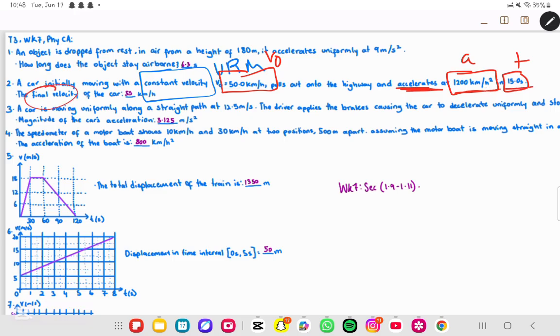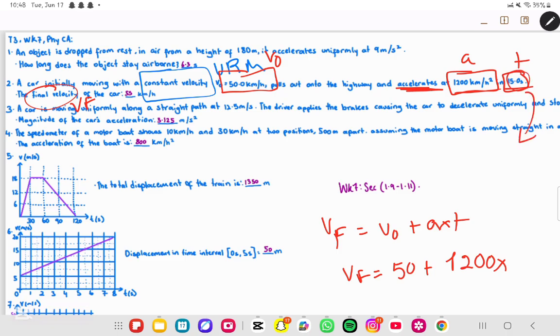So the equation we will use is velocity final is equal to velocity initial plus acceleration times time. So velocity final is equal to 50 plus acceleration, which is 1200 kilometers per hour squared, times the time. But pay attention, the time is in seconds. We will need to change it to hours. How do you change from seconds to hours? Very simply, you will divide by 60 times 60. Why?